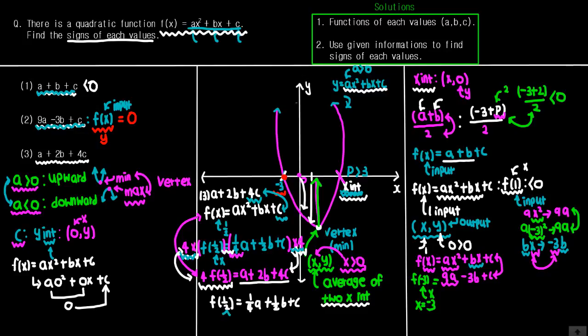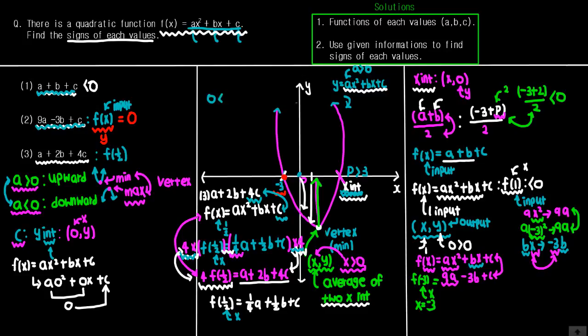So f of 1 over 2, where 1 over 2 is the input of our function, we can just write this as the same thing, f of 1 over 2. And that is equal to 1 over 4a plus 1 over 2b plus c. So we can find the value of 1 over 2 as our x value, and c where is our output of our function.